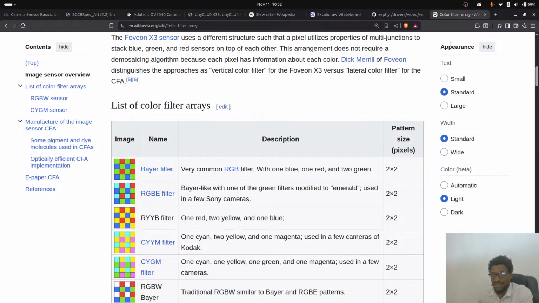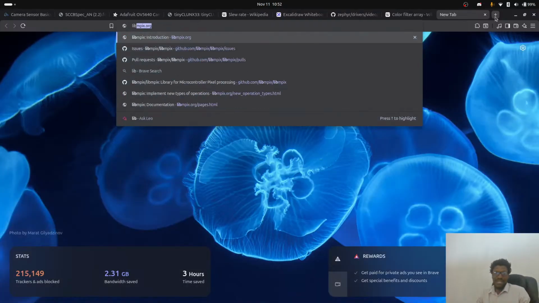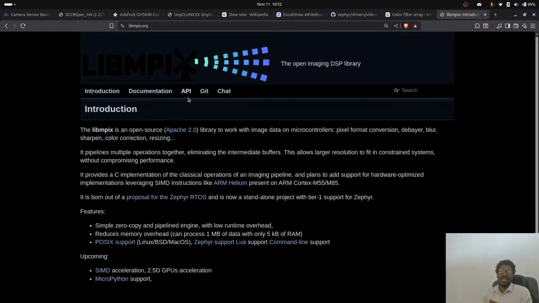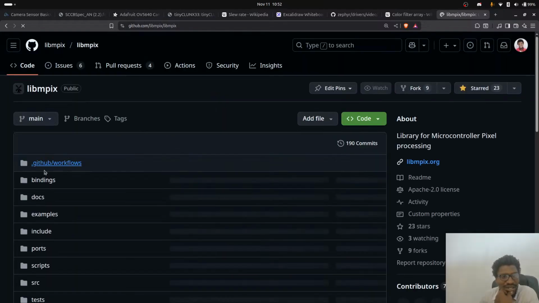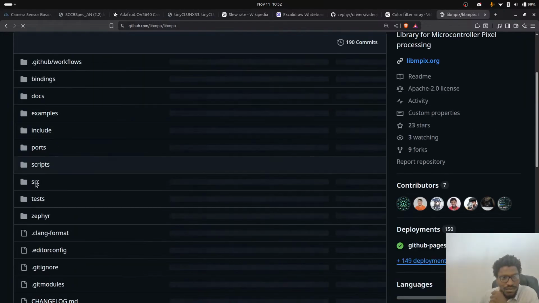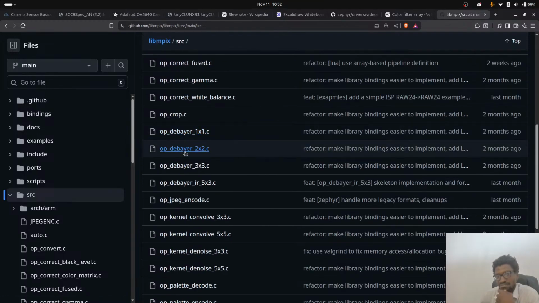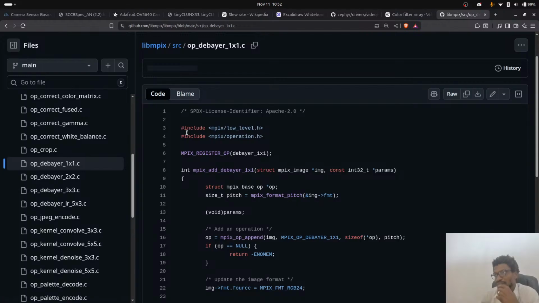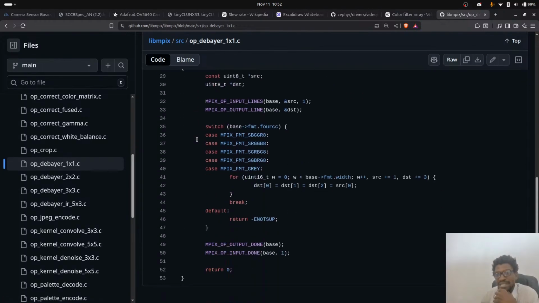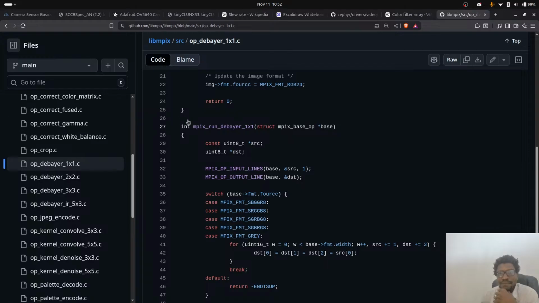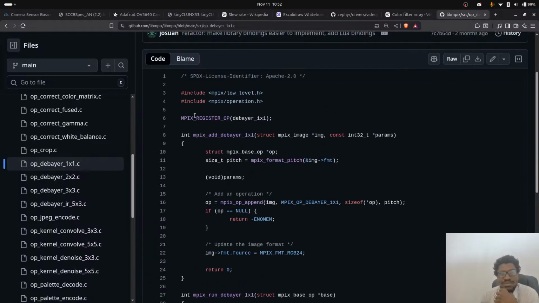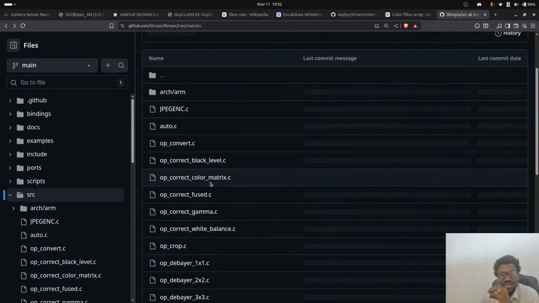And if you want to look at how this is done, there's a library called libmpix, and you can go to its GitHub and look at debayering. Let's look at the source and then look at debayering, one by one. Maybe this one is probably going to be black and white. This is actually too simplistic, to be honest. I want to look at a bit of a more complex one.